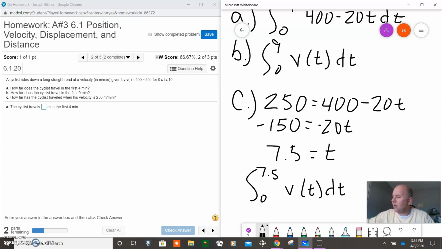I'm hoping that you found an integral calculator on the internet. There are a couple out there. If you just Google integral calculator, you can find many of them. I have one posted on PowerSchool just as a tip there.